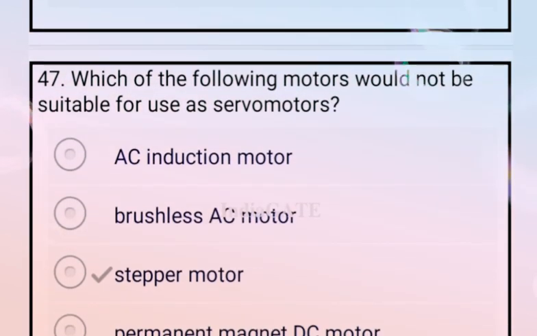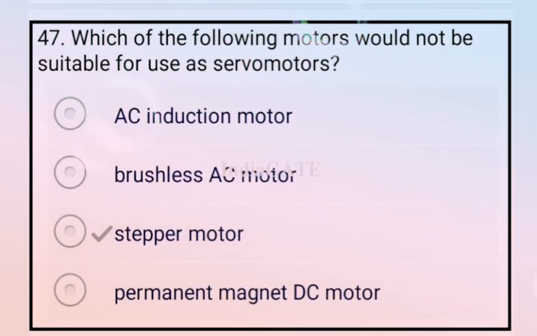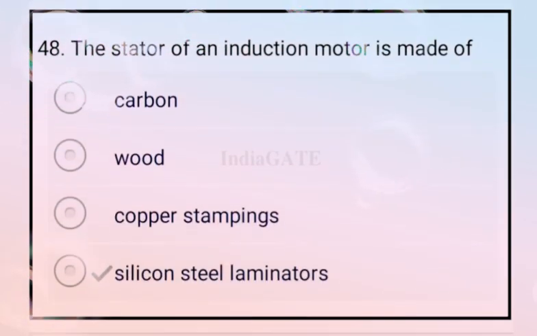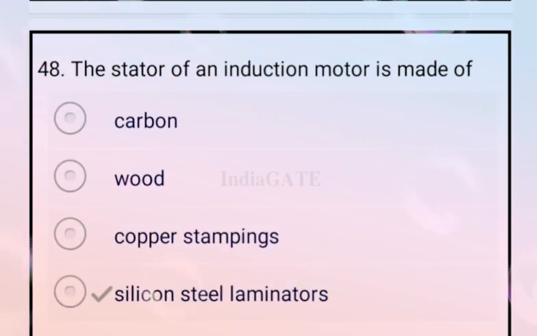Next question. Which of the following motors would not be suitable for use as a servo motor? So correct answer is option C, that is a stepper motor. Next question. The stator of an induction motor is made of? So correct answer is option D, that is silicon steel laminations.